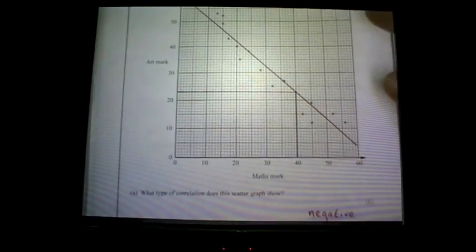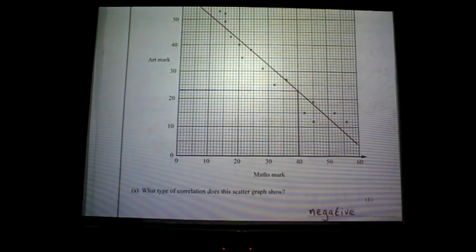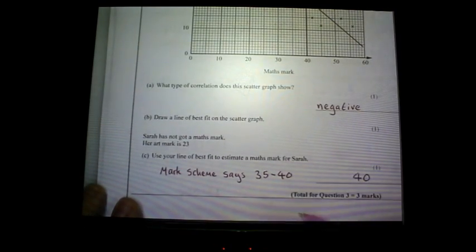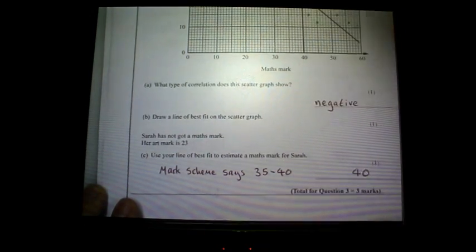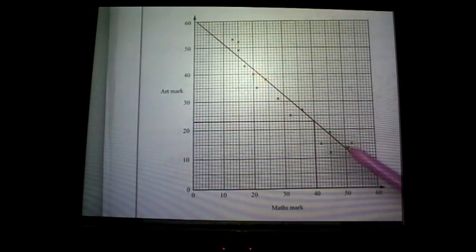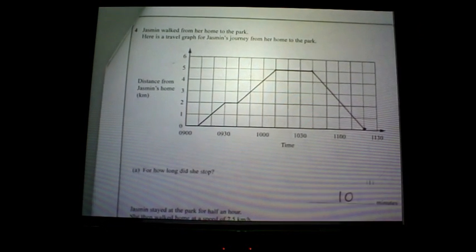And this is how I did it. You must draw this line on. If you do not, you will not get the mark for it. The mark scheme there, by the way, said that it accepts between 35 and 40. And I think I'm near the upper bound of it, because my line of best fit, looking back at it, could have been down a little bit further. But that's still fine. Question number 4, distance time graph.